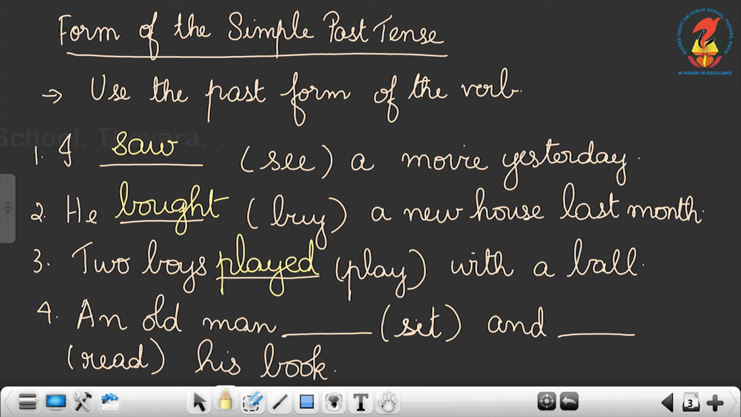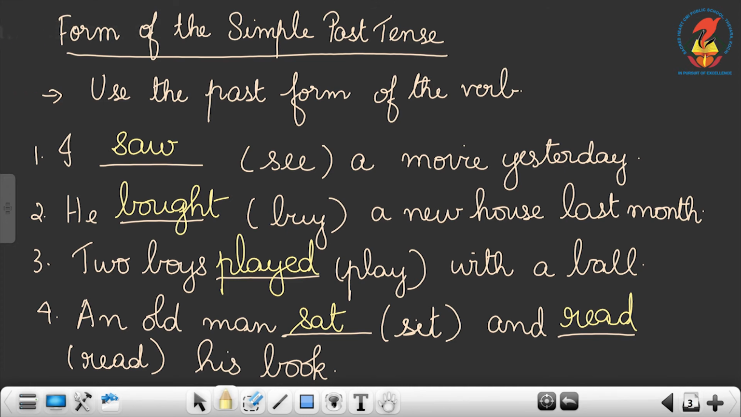Okay, next sentence: an old man dash, with sit given in the bracket, and dash his book, with read given. So we have to write it in simple past form. What is the past form of sit? Yes, sat. And dash his book. Read is the verb given here. What is the past form of read, children? Yes, read. But there won't be any difference in the spelling. The spelling would be the same, but when we pronounce it, we'll pronounce it as red.